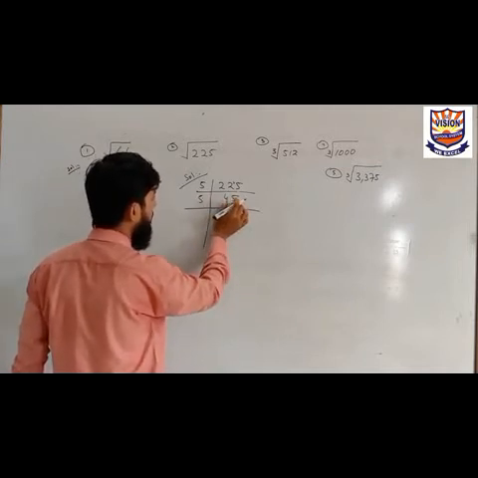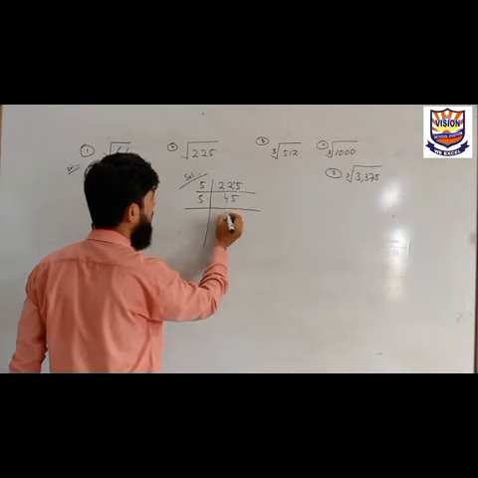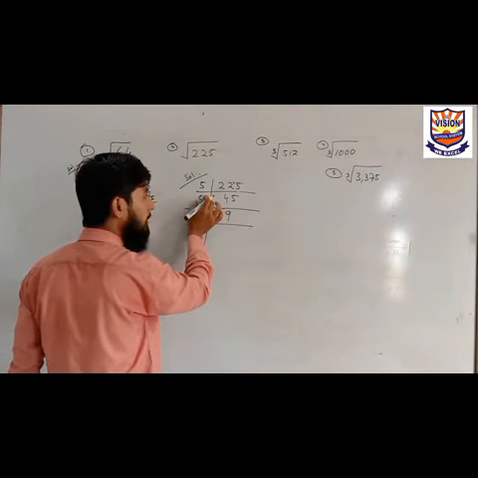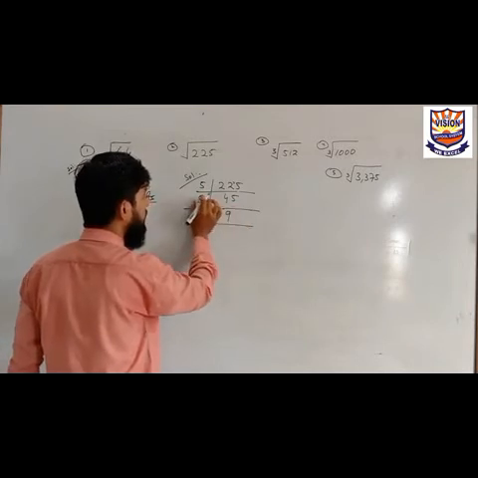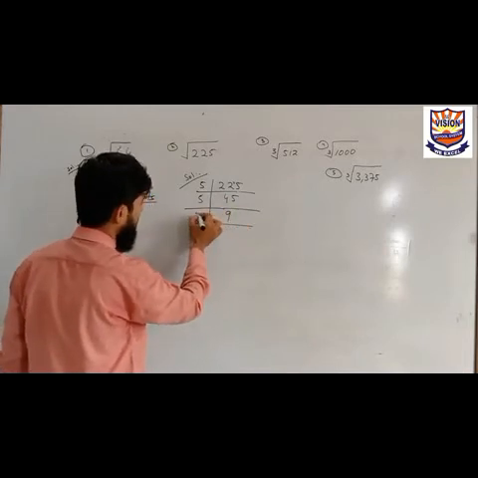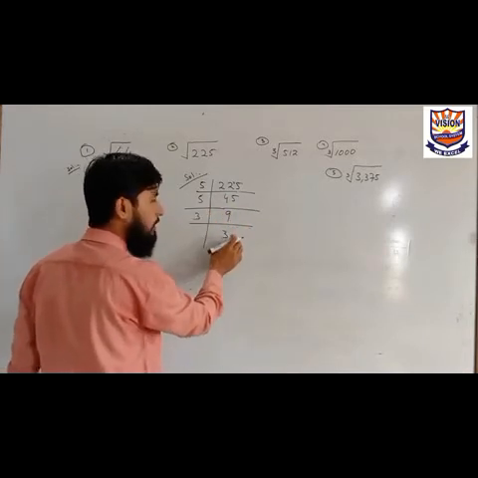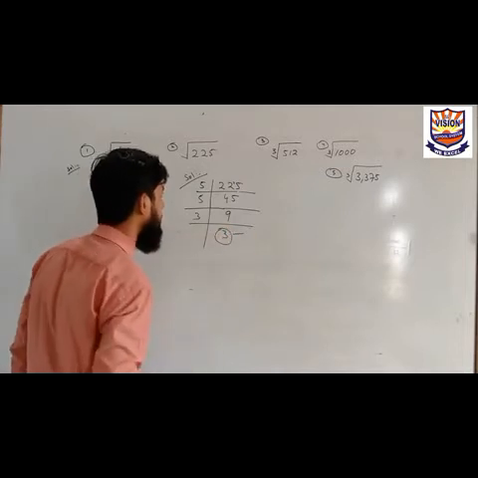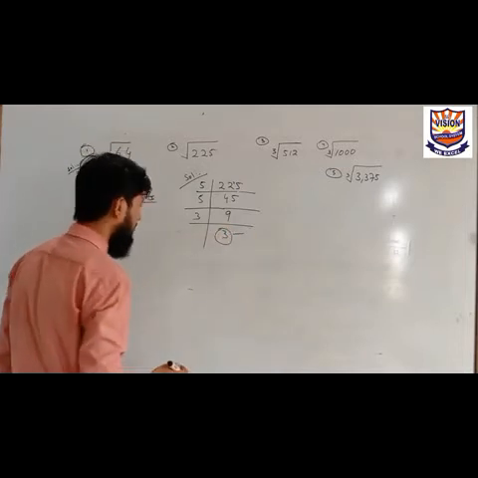45 is also divisible by 5. 5 9s are 45. Again we will stop dividing by 5 because now 5 is not a factor of 9. So we can divide 9 by 3. 3 3s are 9. That's where we will stop because we have found a prime number on that side. So now what is the next step?